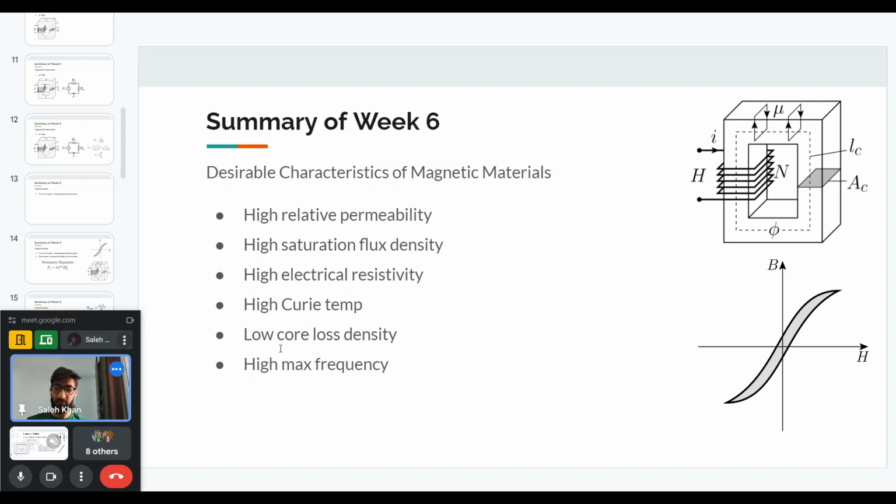And lastly, we want to have a high maximum frequency. Again, this is related to the losses as well. If the core losses are high, then we cannot go to very high frequencies because, as we saw, core losses increase with frequency. So the magnetic material should have high maximum frequency, or at least the frequency that we want to operate the inductor or transformer in. The magnetic material should allow that kind of frequency.